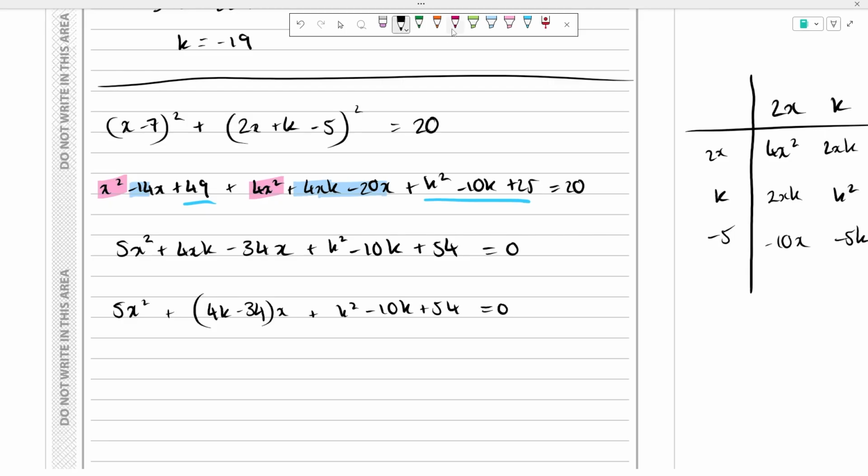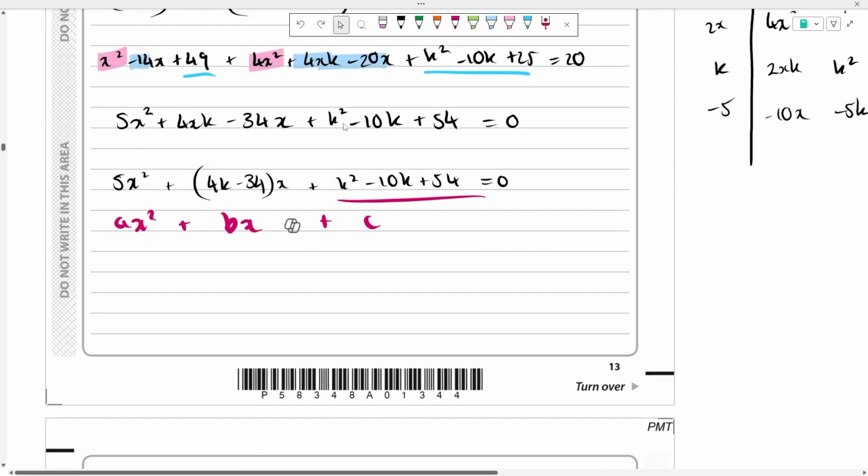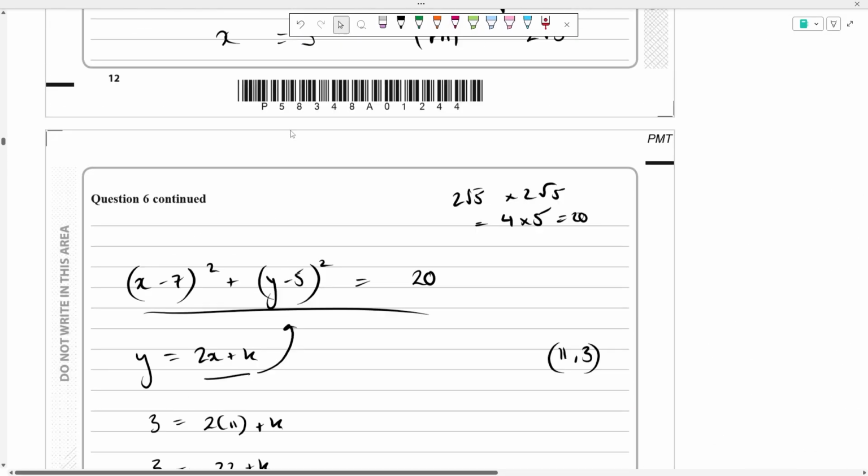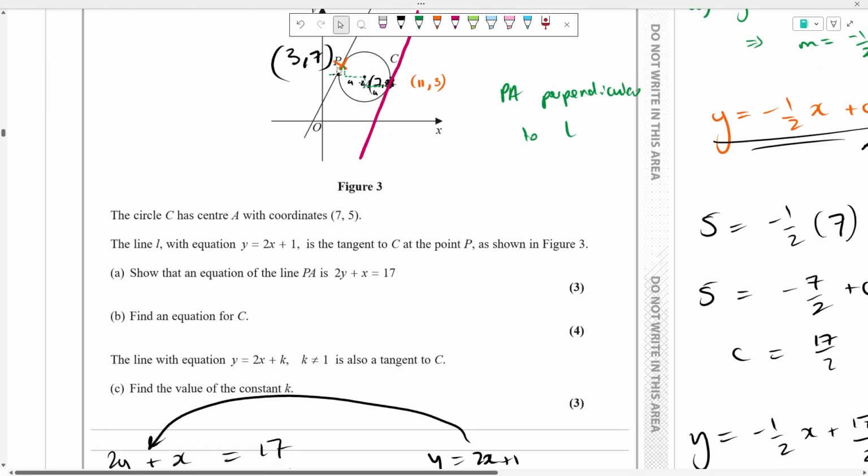Okay, and if I compare this to our ax squared plus bx plus c, you can see that this whole thing is going to be a constant. This coefficient is going to be b, and that 5 is going to be a. So if I substitute this into my discriminant, where it needs to be equal to 0, why does it need to be equal to 0? Because these two are tangents with one solution.